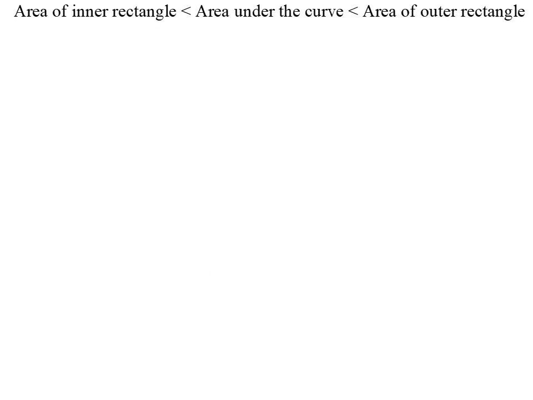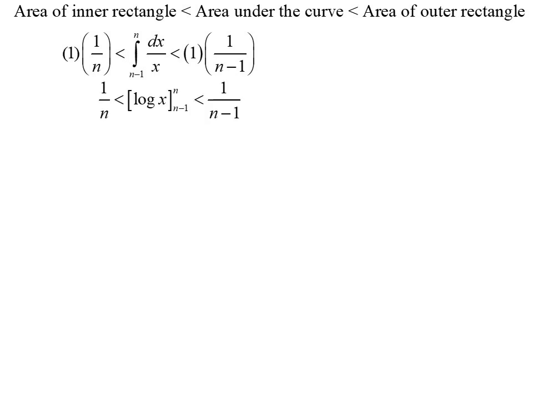So, alright, the area of that inner rectangle is going to be less than the area under the curve. It's going to be less than the area of that outer rectangle. Well, the big rectangle would be 1 times n minus 1. The smaller rectangle is going to be 1 times 1 on n, and then the middle one is the integral itself. Well, if I integrate that, I get log x. And so, all right, I have this expression. Not quite what we were trying to prove, though.